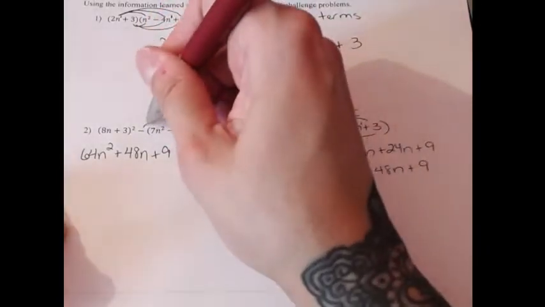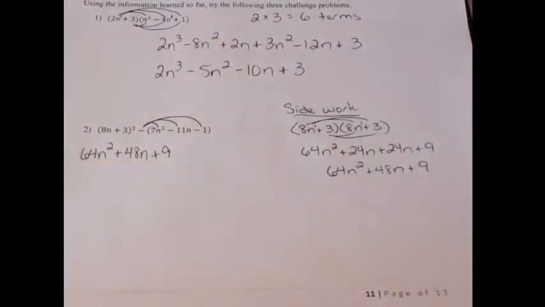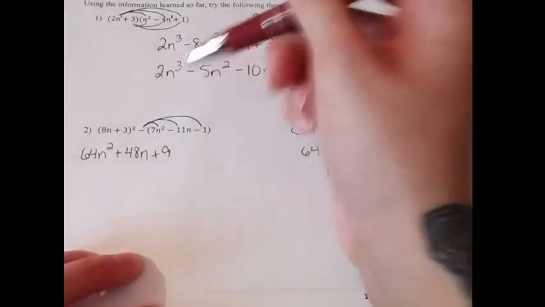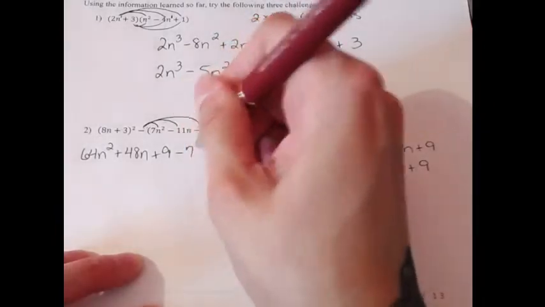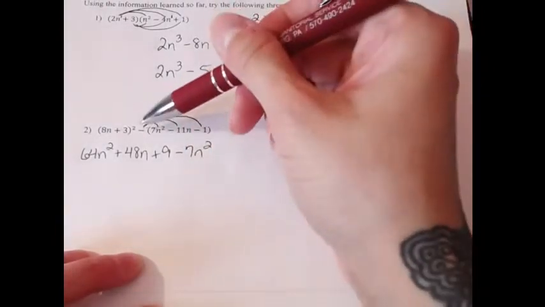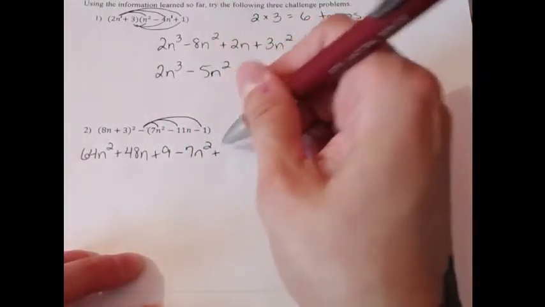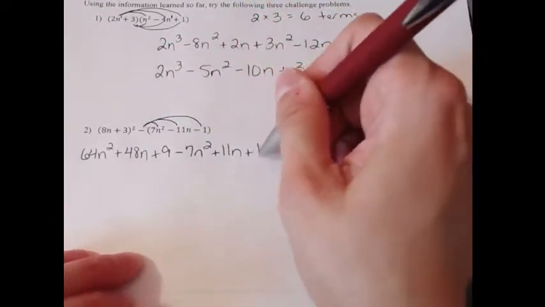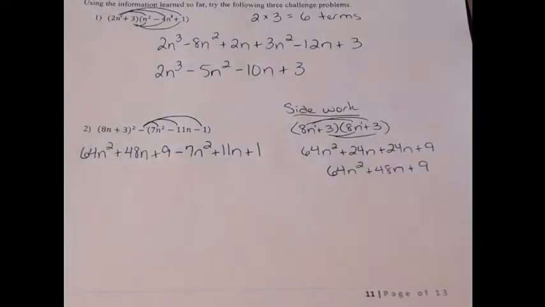We learned in the very beginning of this unit, when we are subtracting polynomials, we must distribute that negative 1. So it's a negative times 7n squared, which is negative 7n squared, negative times a negative 11, which is positive 11n, and then negative times a negative 1, which is positive 1. Perfect. At this point, all we have to do is combine like terms.